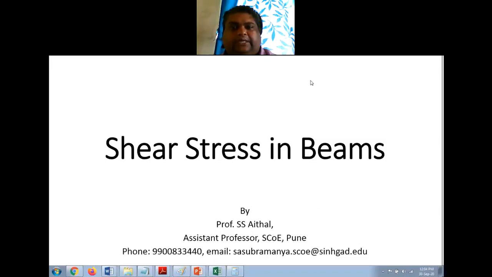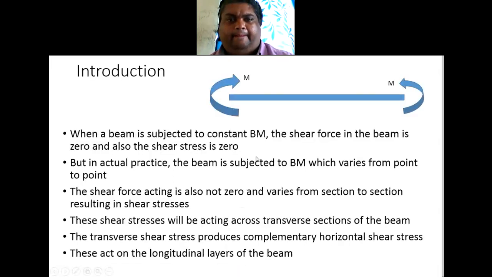Shear stress in beams. Okay? First, let us see what this shear stress in the beam is. Now here I have considered a horizontal beam which is subjected to pure bending moment, right?